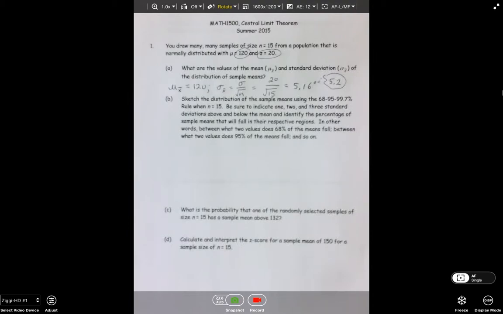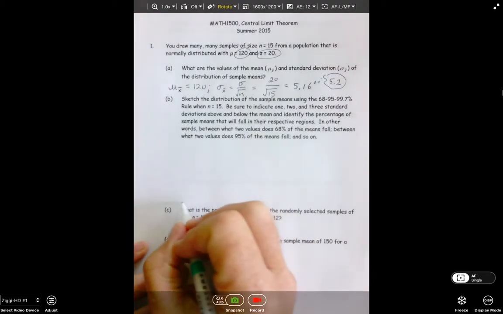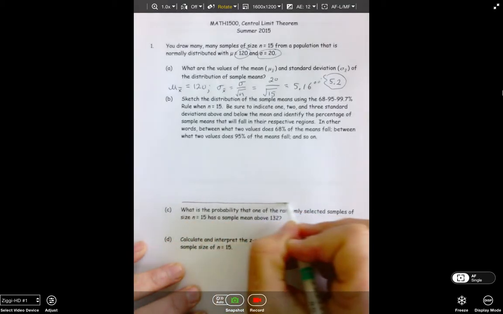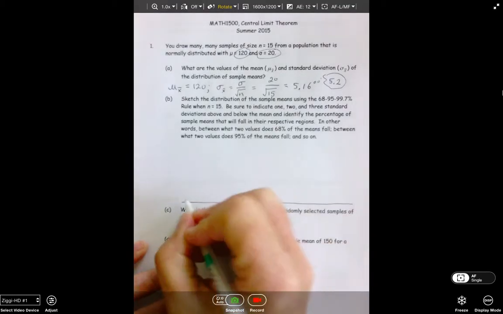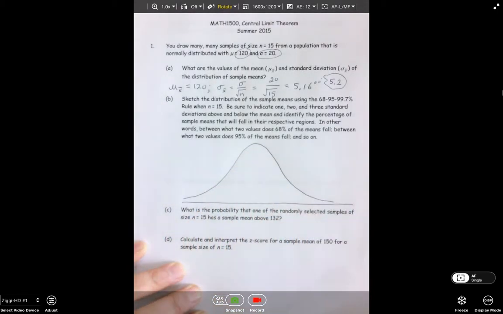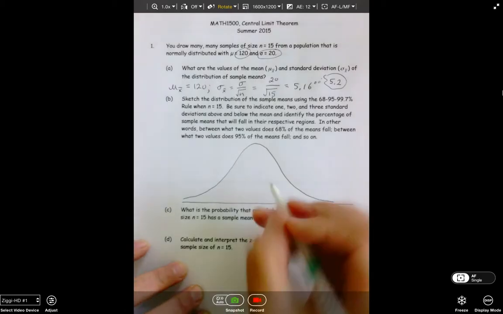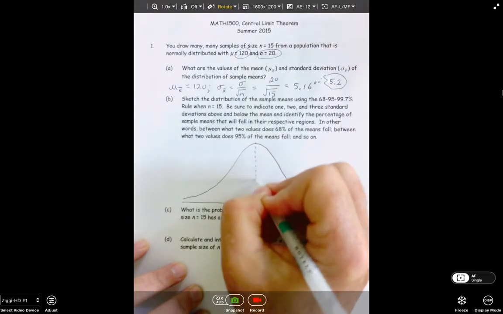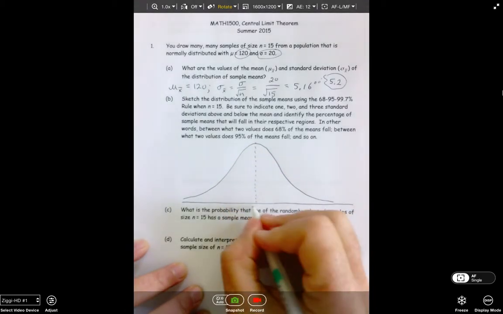The next thing is to sketch the distribution of the sample means using the 68, 95, 99.7% rule when n is equal to 15. Be able to indicate 1, 2, and 3 standard deviations above. Alright, so this is going to be pretty cool. Well, I don't know about cool, but it's going to be easy. So do your best at drawing a normal distribution.